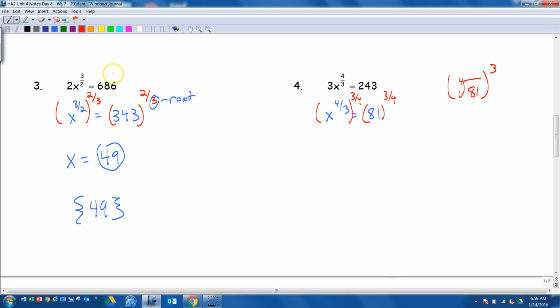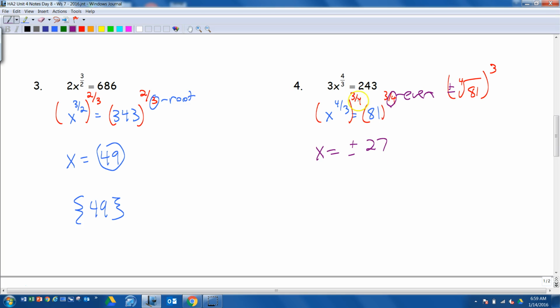When you take an even root, this is even, like a square root, if you take the square root of both sides when you're solving, you need a plus or minus in front of your answer. So you type this into your calculator, and you get x is equal to plus or minus 27. Your calculator will spit that out when you do 81 to the 3/4. It won't give you the plus or minus. You have to remember to do that because it was an even root.